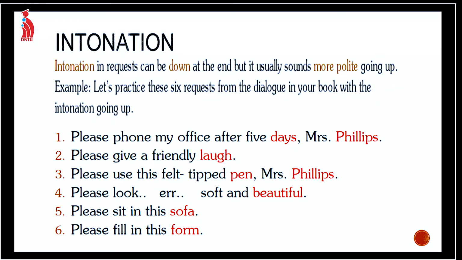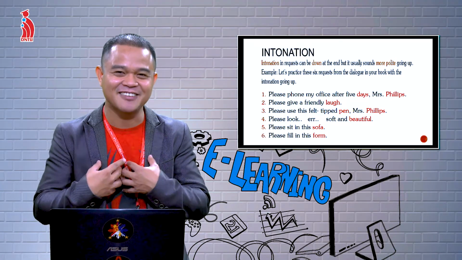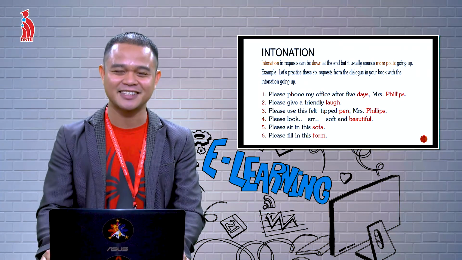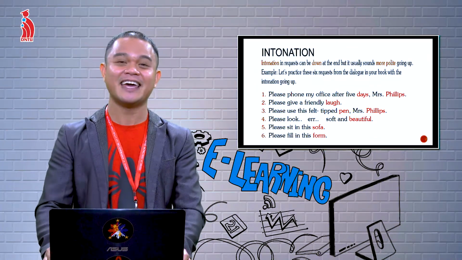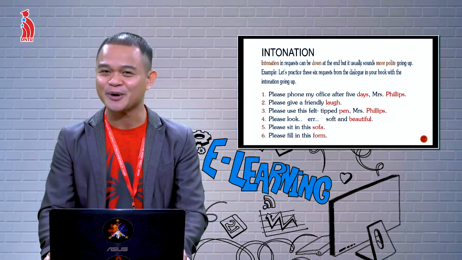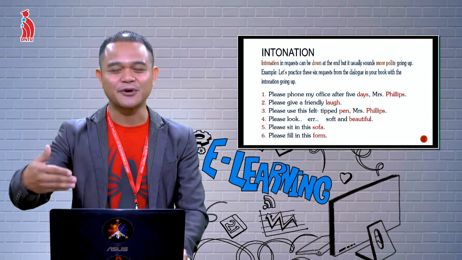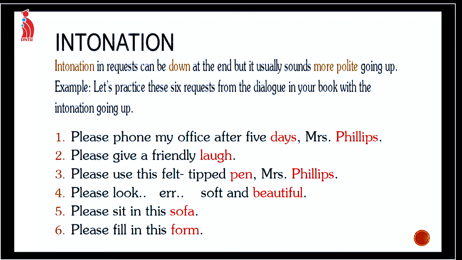Number two. Please give a friendly laugh. Now, I'm sounding like British now, because of the intonation going up. They are trying to be more polite. So if you look at the conversation later, you will see that they are inside a photography studio, and the photographer is the one talking on these words. Number three. Please use this felt tip pen, Mrs. Phillips.